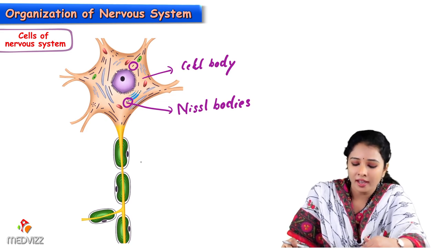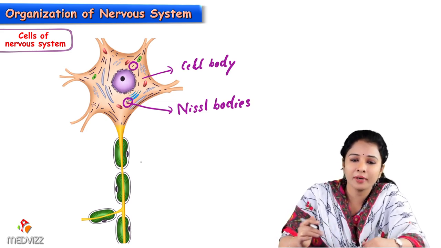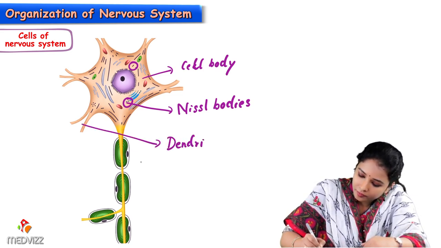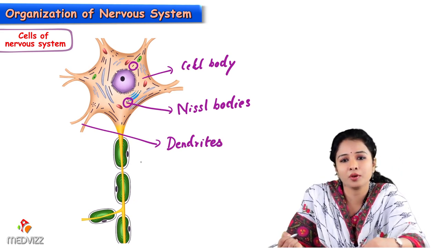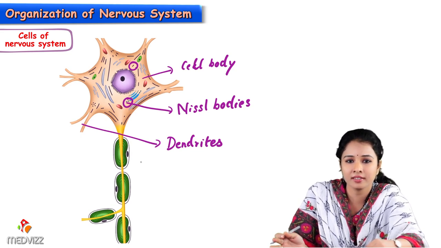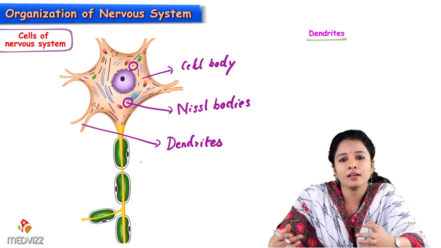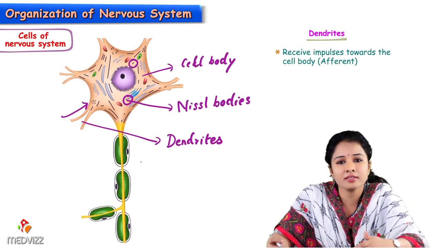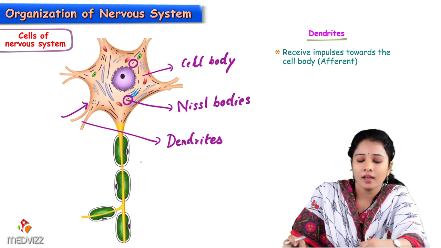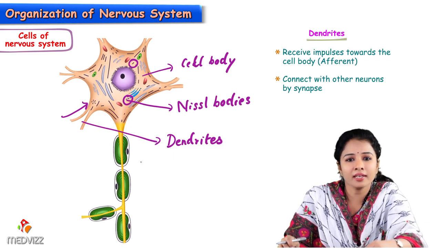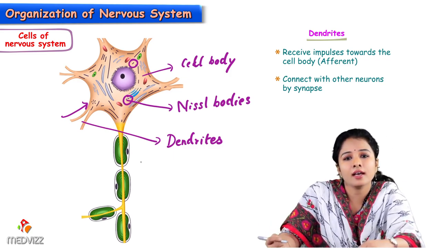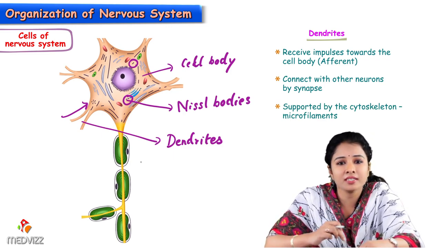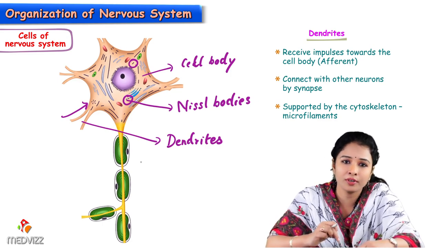A typical neuron has a variable number of short branching processes which are called dendrites. As they divide, the thickness of the dendrites reduces, and the dendrites carry the impulses towards the cell body. So they are afferent, and they connect with other neurons by synapse. These dendrites are supported by the cytoskeleton called microfilaments, so the cytoplasm inside the dendrites consists of microfilaments.